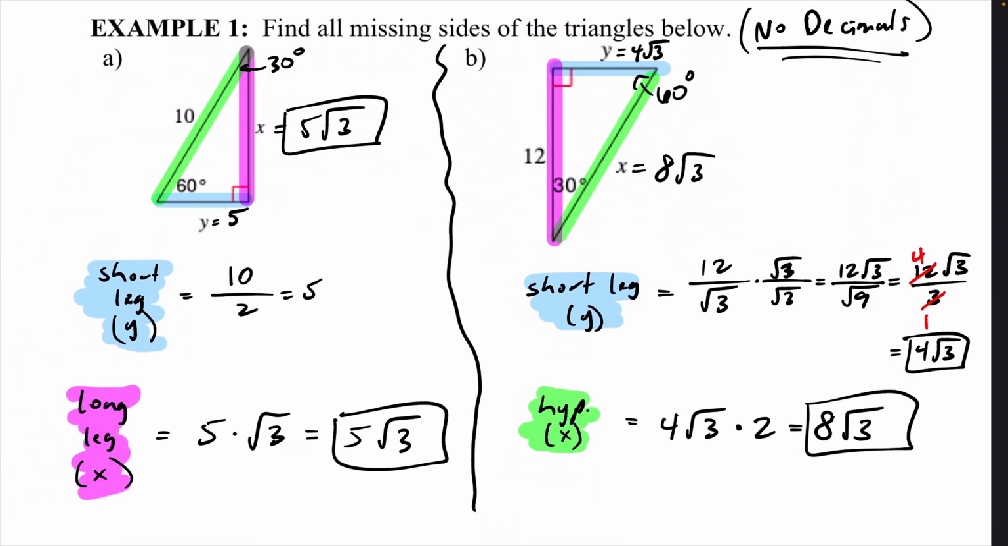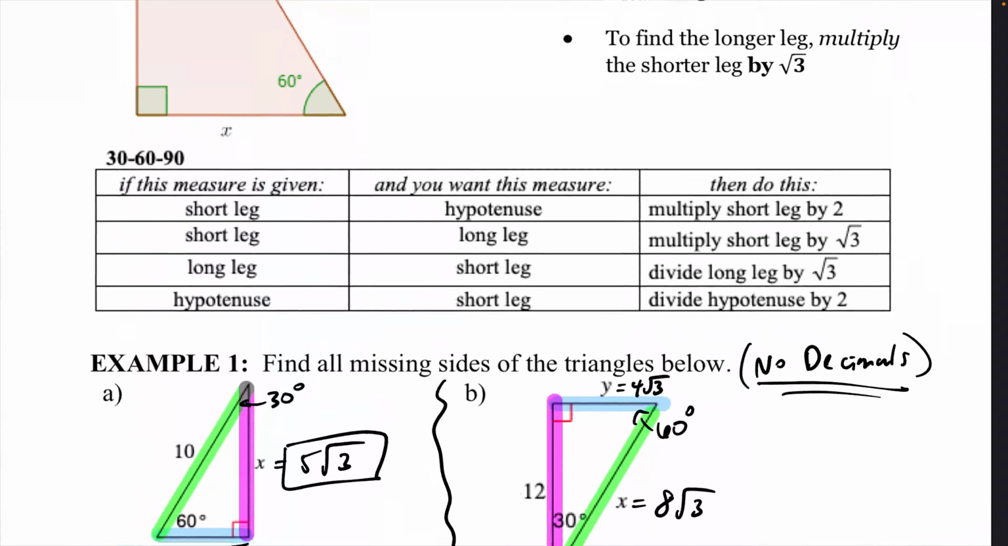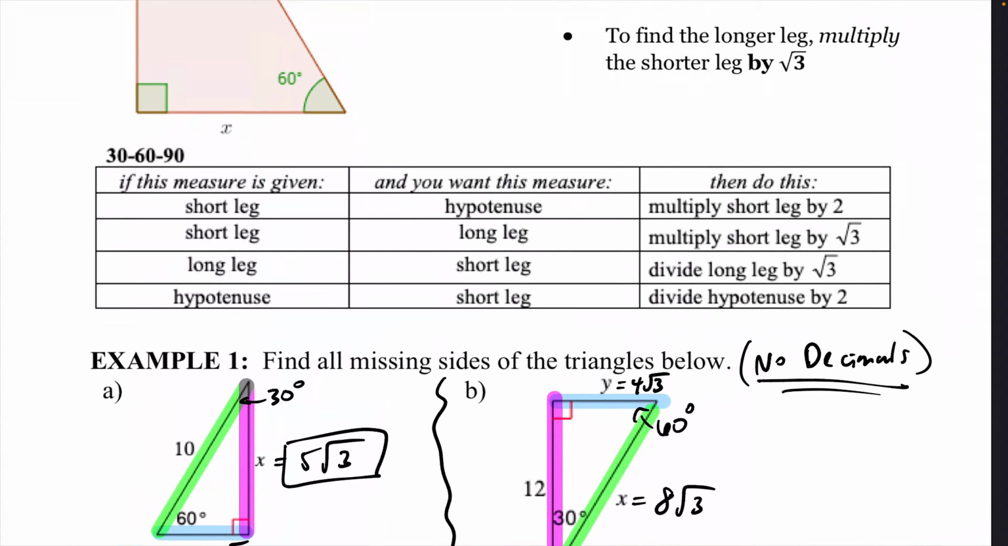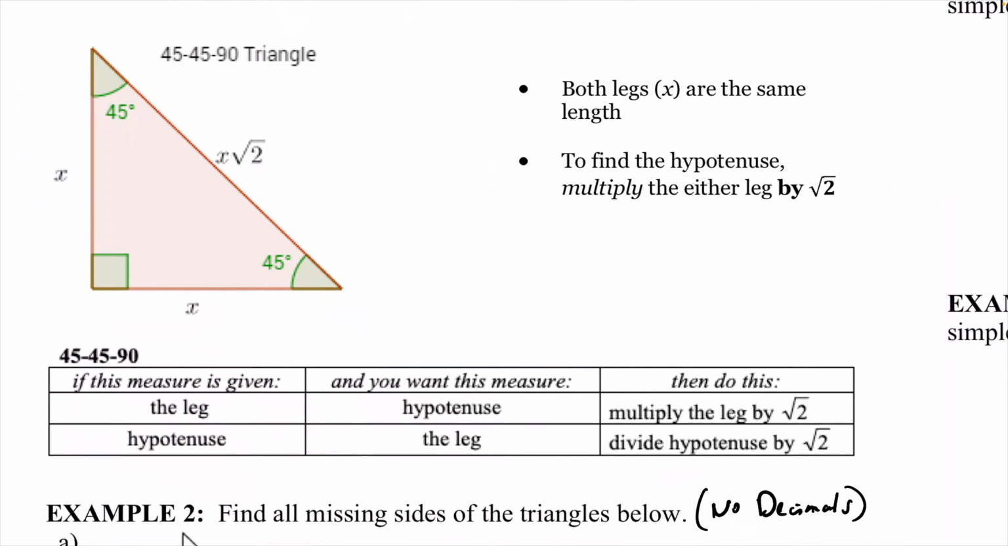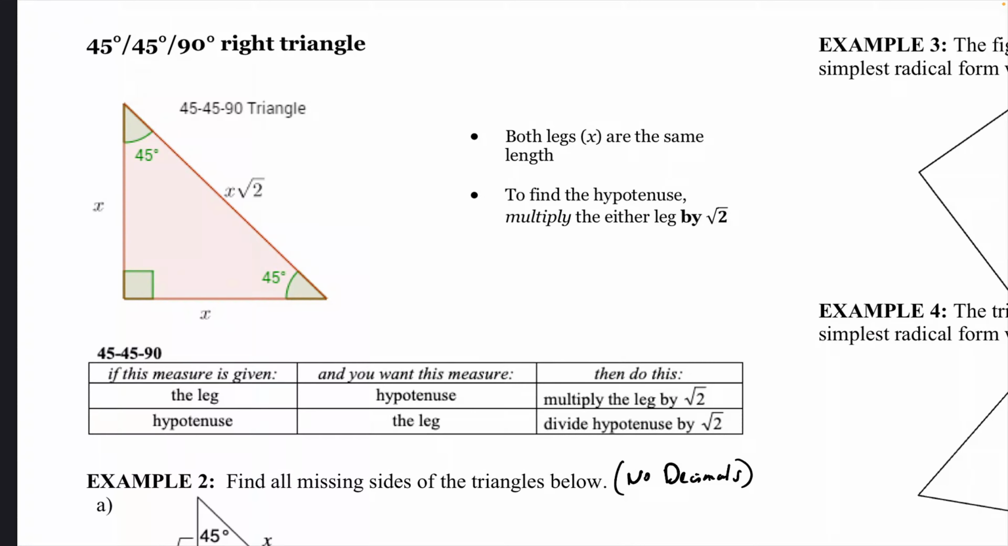The other triangle is a 45, 45, 90. That one I think is easier. Look at the table. This table, not that long, but still had a table. Look at the next table. It's like half the size. It's only got 2 things. It's nicer, because with a 45, 45, 90, the 2 legs, there's no short leg and long leg. They're both the same length. The hypotenuse is different.